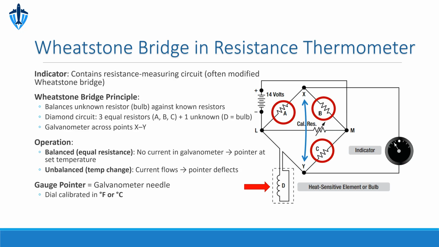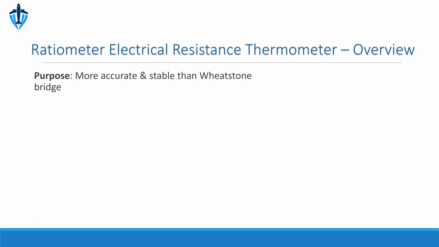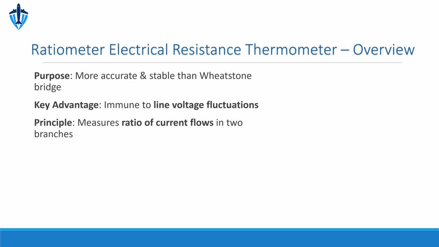This moves the pointer, which is the galvanometer needle itself, across a dial, calibrated in degrees. A zero adjustment screw on the instrument face fine-tunes the pointer's spring tension at the balance point for accurate zeroing. The ratiometer electrical resistance thermometer improves on the Wheatstone bridge system by eliminating errors from voltage fluctuations. It achieves higher accuracy and stability by measuring the ratio of currents in 2 circuit branches. The temperature sensing bulb is identical to the standard resistance type.